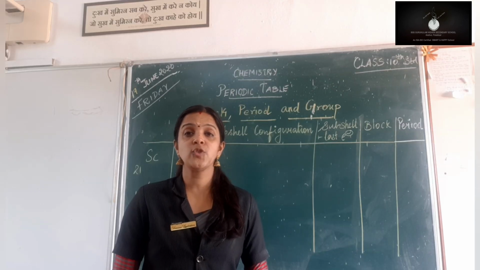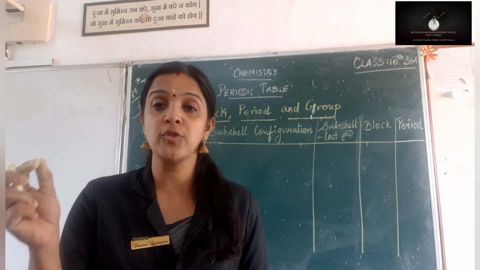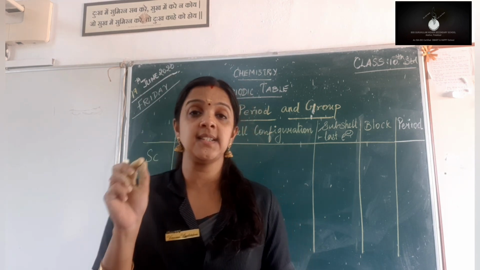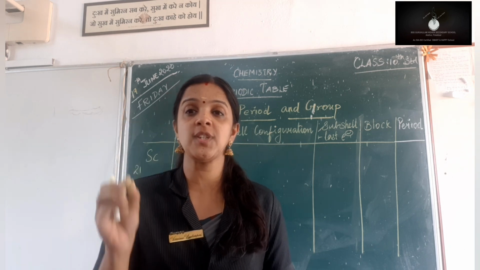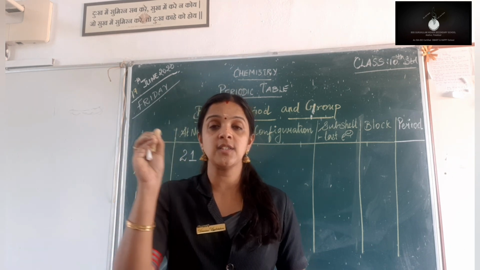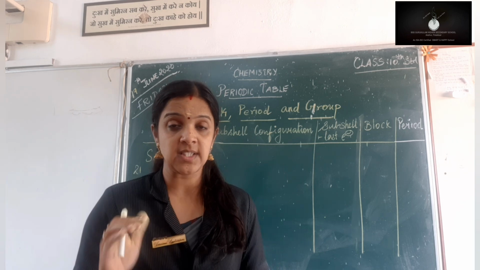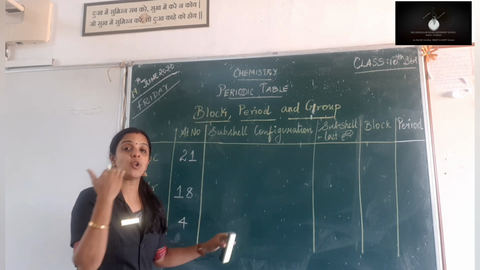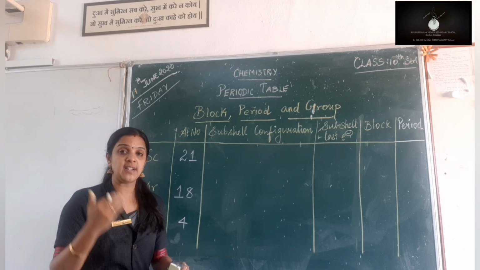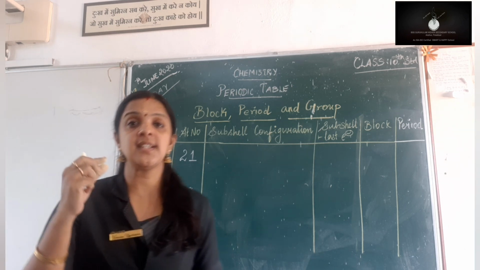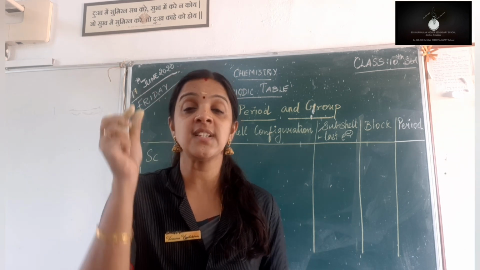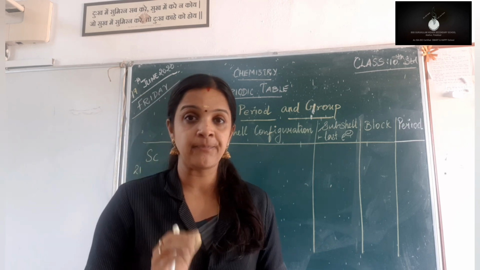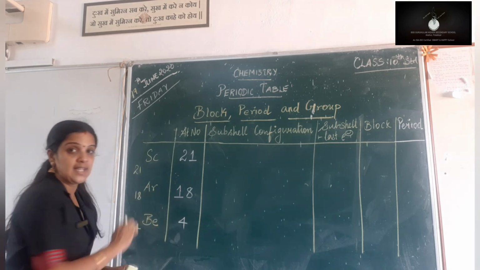Okay children, so we were seeing how should we find out the block of an element. That is, the last electron to whichever subshell it gets into, that shows the block of the element. So here we are going to see some more elements, how the block can be found out, whether it is really a correct statement, that the last subshell of the electrons is the block of the element. So we will try these elements.